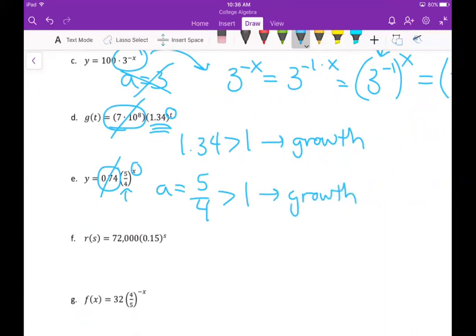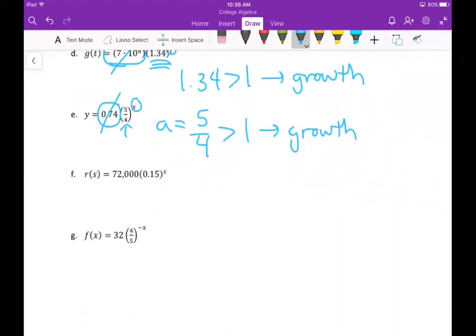Try the next two. Even though we're starting with a lot here, the a value with the variable by itself means a is 0.15. And we see here then that because that is less than 1, we have decay.